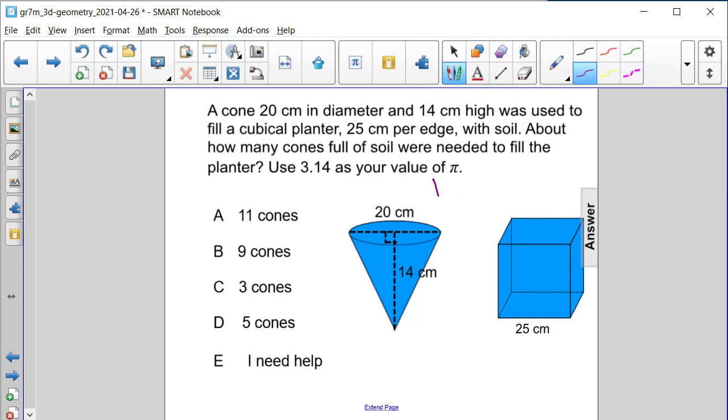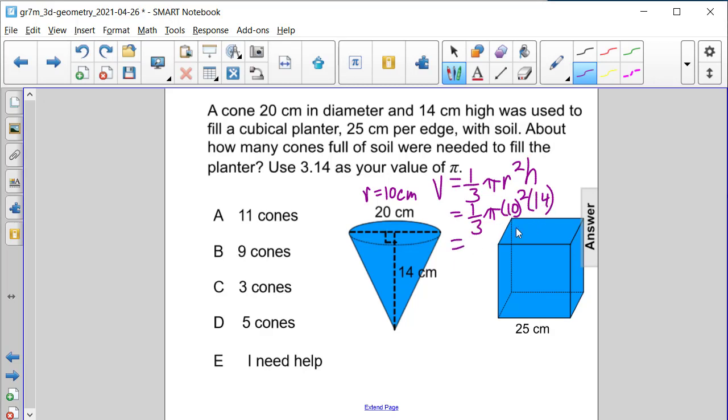So we have the volume of our cone is going to be equal to 1/3 times pi times the radius squared times the height. All right, so we know that 20 centimeters is the diameter. So therefore our radius is going to be 10 centimeters, which is half of the diameter. So let's fill in our numbers here. 1/3 pi times 10 squared, and the height is 14.